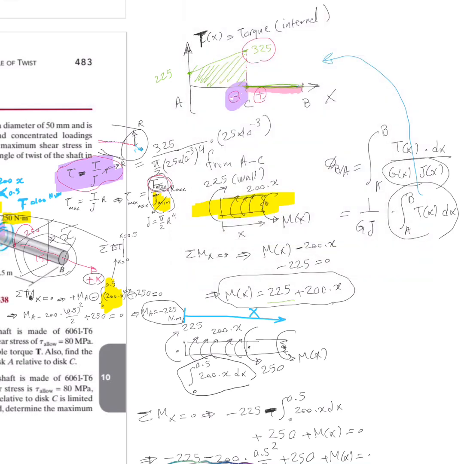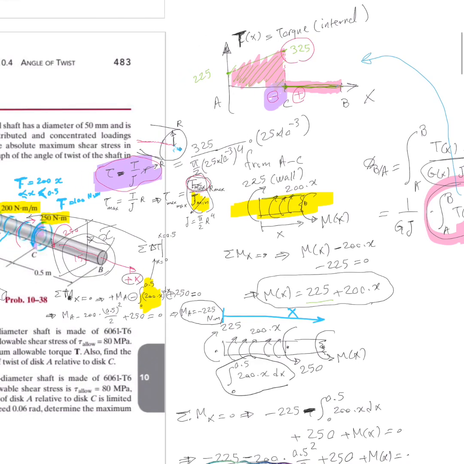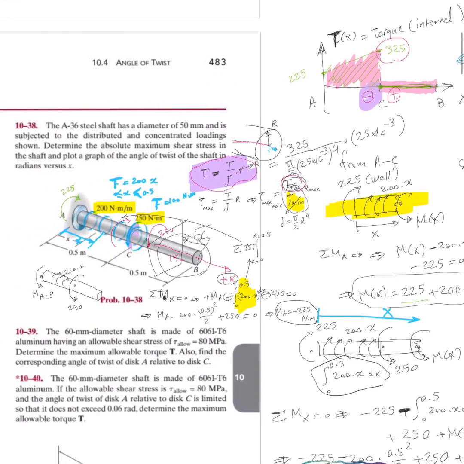It is 0, no area here, and then the area of this, which is the area of this trapezoid. And so you add 325 plus 225 divided by 2 times the height, which is 0.5. So you put it right here instead of this ugly term. Then you divide by G over J, and you find the angle of twist of B with respect to A.